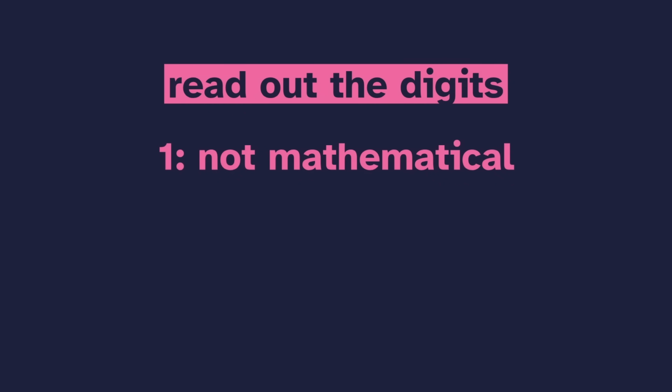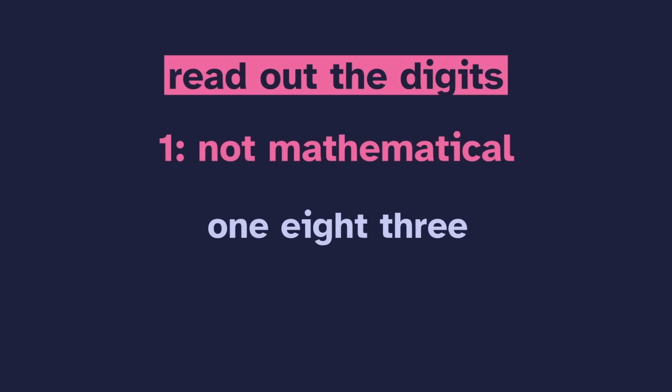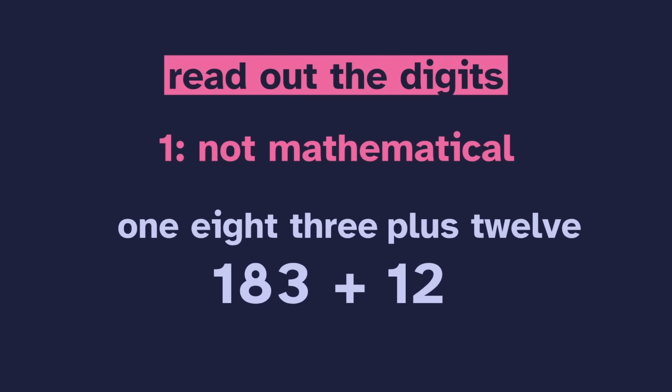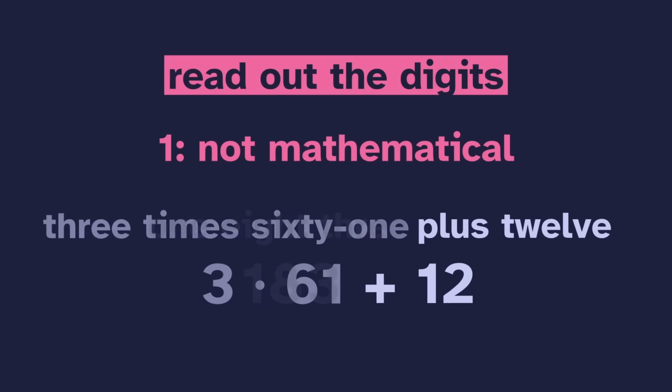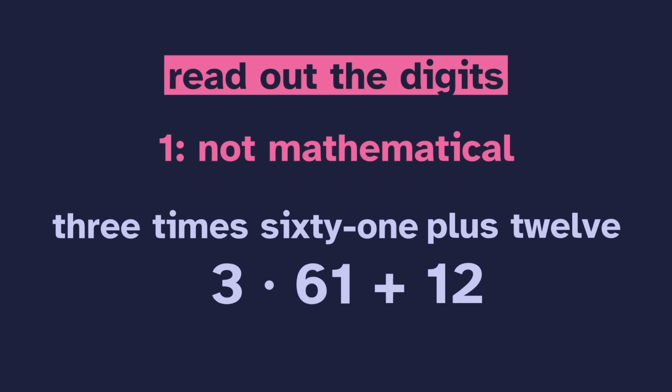The first reason is that it's not mathematical. When we say 183, it sounds like we just care about the digits, not the value that they represent. It's like we're reading out a phone number. Exactly. So it sounds weird to say 183 plus 12. It sounds more natural with 3 times 61 plus 12. Yeah, I see your point.